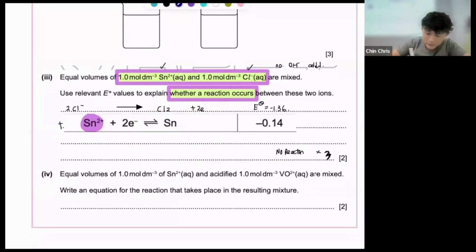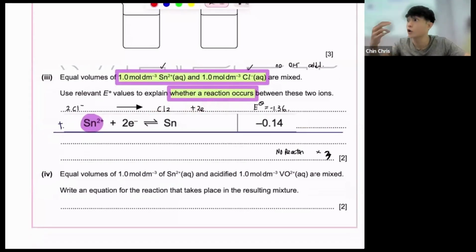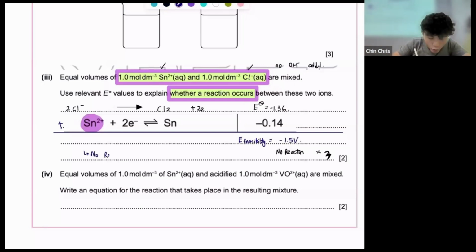So when you add them up, this reaction is nice because at least one of the values, both values, even if you pick the wrong equation, you still get not feasible. But sometimes there is a lie or a trick hidden in the questions. If you use the wrong value, then it turns into a feasible one. Okay, so your E feasibility here is how much? Negative 1.36, negative 1.5. So I know that definitely there is no reaction. Why? E cell is negative 1.5, not feasible.